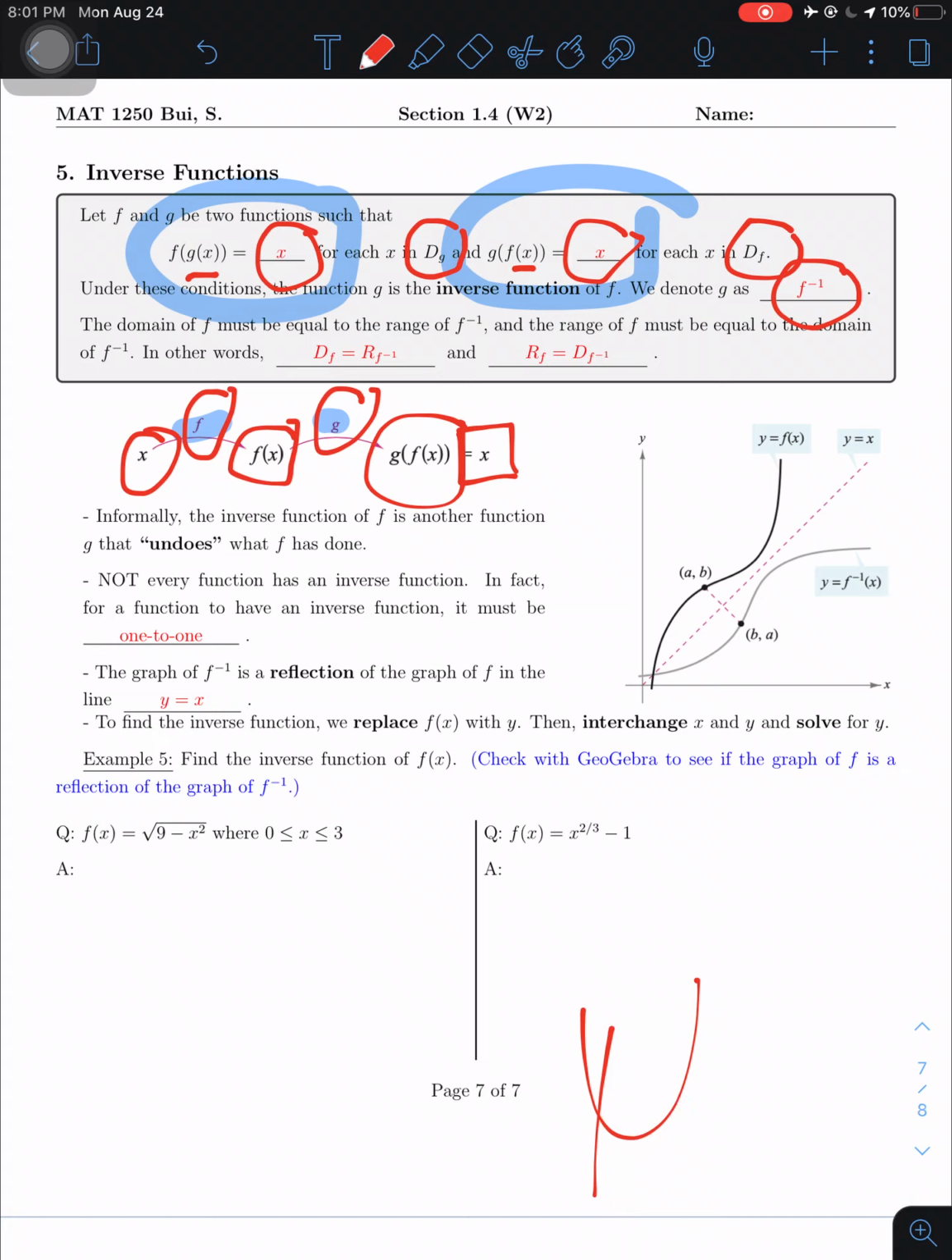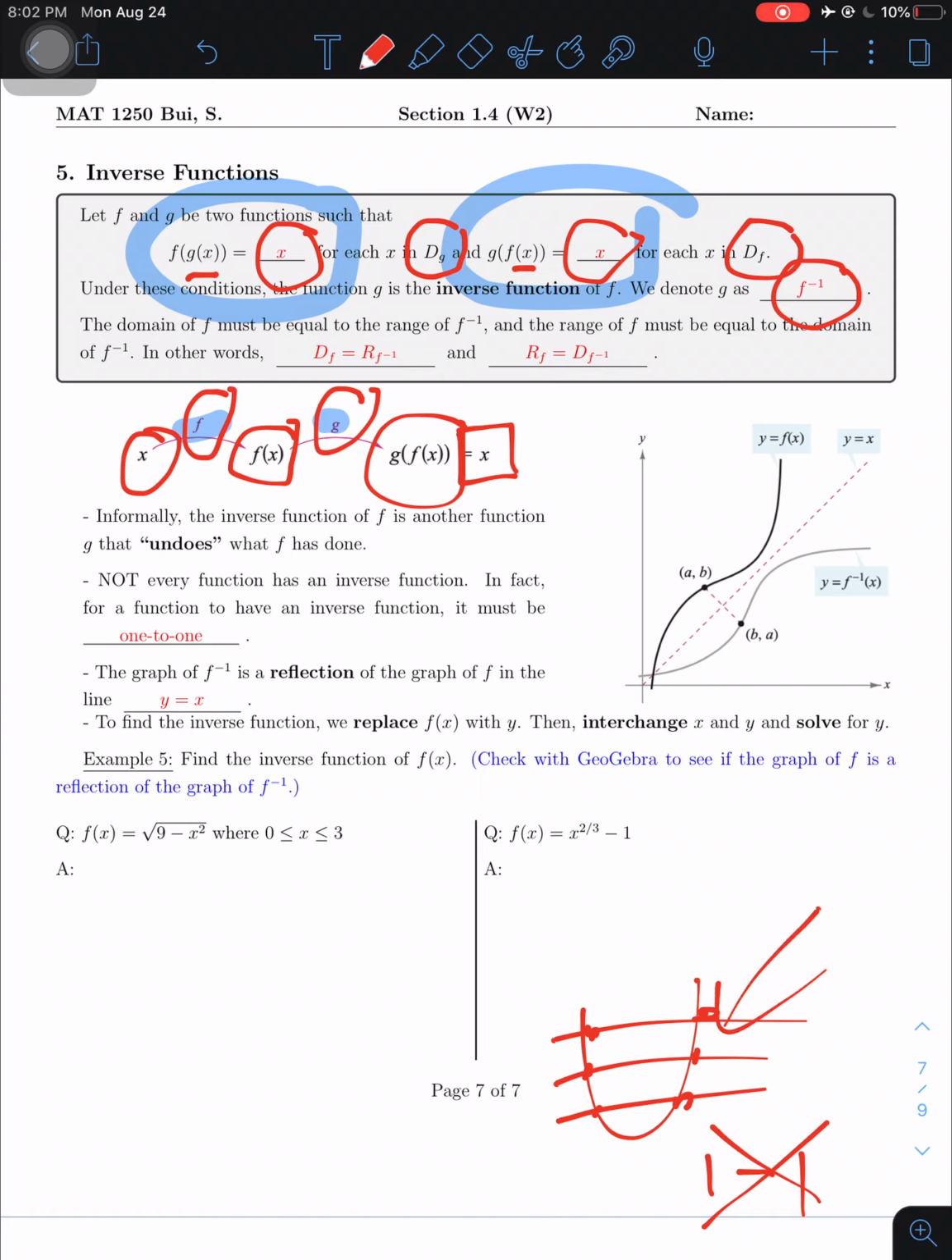But say, for example, you do the horizontal line test, the horizontal line passes the graph two times, or should I say more than one time, right? So this is not one-to-one. It's a function, but it's not one-to-one. For one y value, you're going to get more than one x value. That's what it means by not one-to-one. So this parabola doesn't have an inverse function.